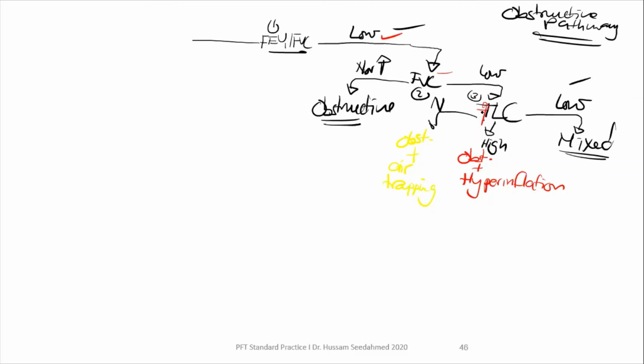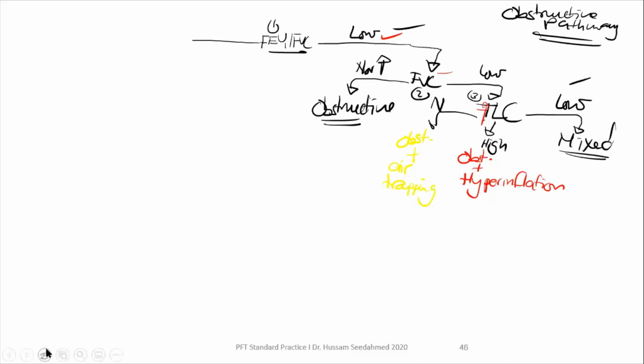طيب نجي نعاين للTLC. إذا الTLC طلع normal لكن في obstruction. So there is an obstruction but the total lung capacity is normal. معناته this is air trapping. Obstruction with air trapping. For example like in asthma. طيب if there is obstruction with high TLC, now this is obstruction with hyperinflation and this goes with for example emphysema. This goes with emphysema.